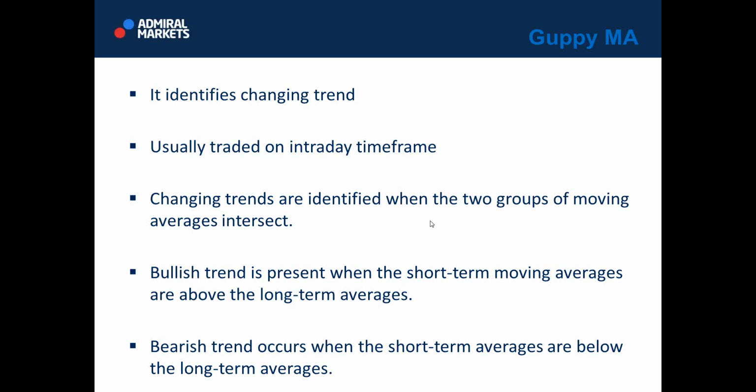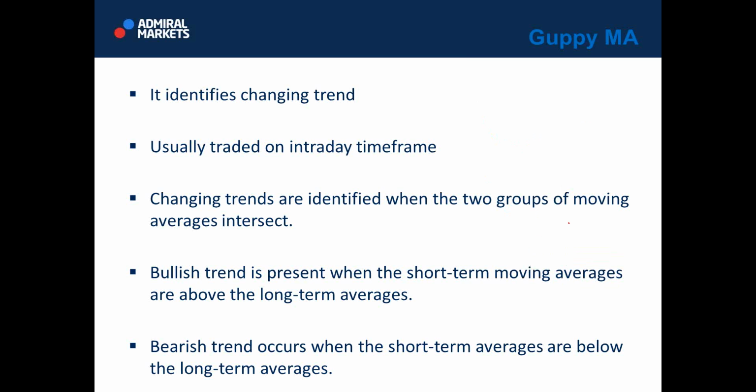A bullish trend is present when the short-term moving averages are above the long-term averages. It's a standard way of market estimation and trend estimation. Usually, you probably know, when you have two exponential moving averages, let's say blue and red, blue is 5, let's say, and red is 30. Usually when blue is above red, we say the trend is long. When blue is below red, we say the trend is to the short side.